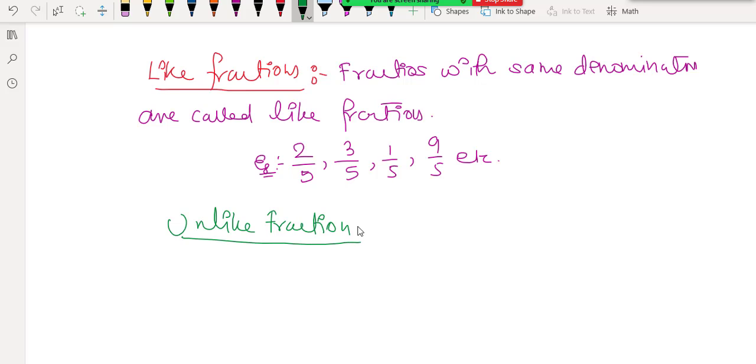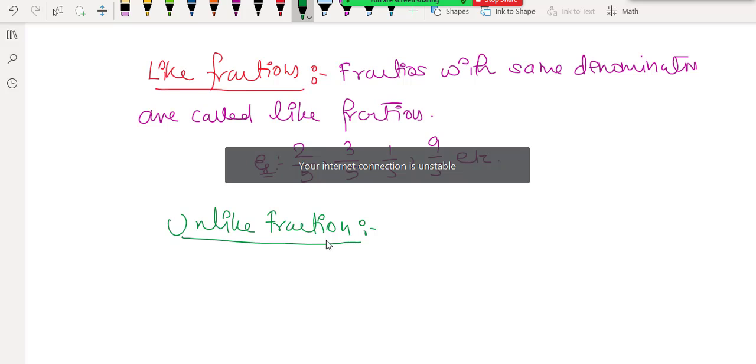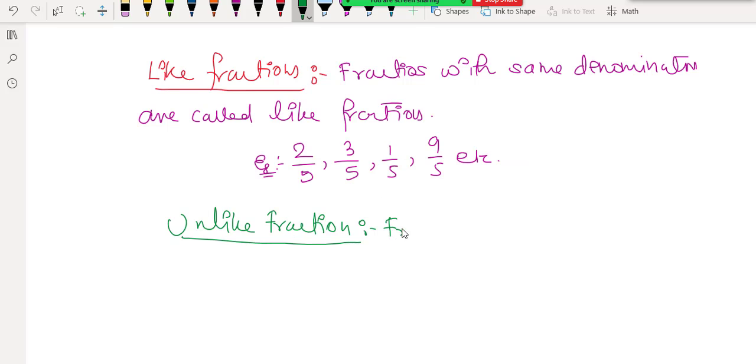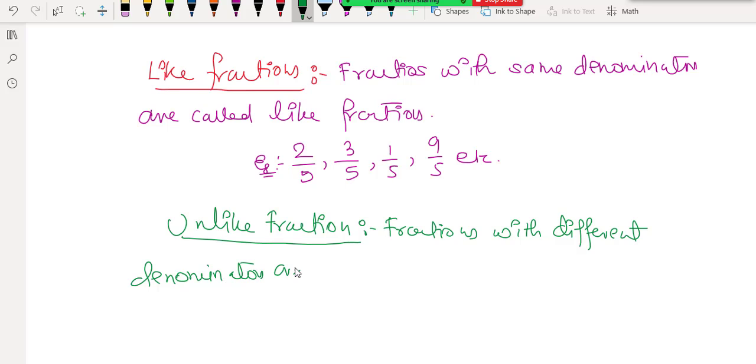What is unlike fractions? Yes, the fractions with different denominators are called unlike fractions. That's correct. Very good. Fractions with different denominators are called unlike fractions. You people are very smart.